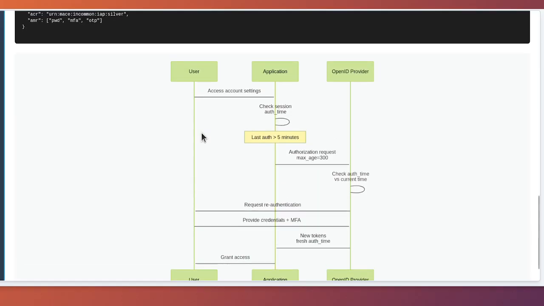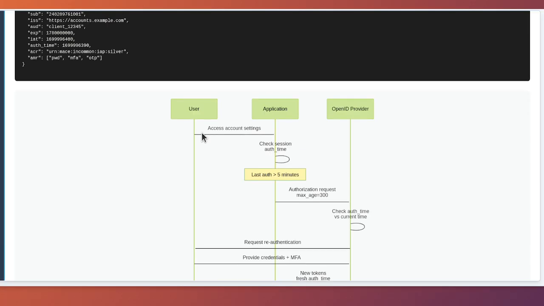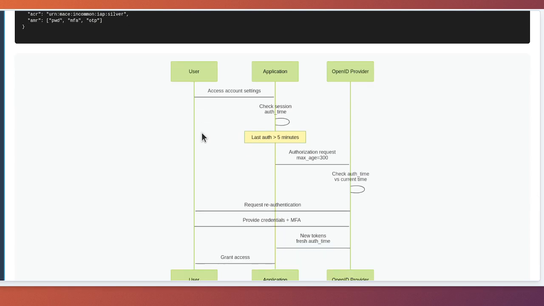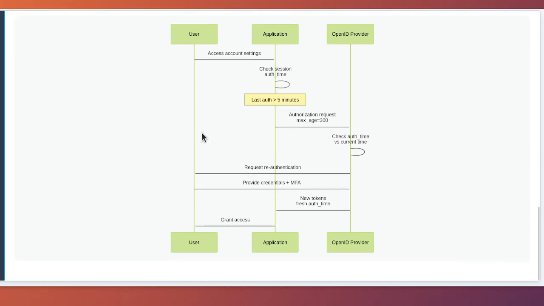For instance, if a user authenticated with both a password and a hardware token, the AMR might contain both PWD and HWK. Step-up authentication enables applications to request additional authentication for sensitive operations even when the user already has an active session. For example, a banking application might allow users to browse their account with basic authentication, but require additional verification before initiating a wire transfer.